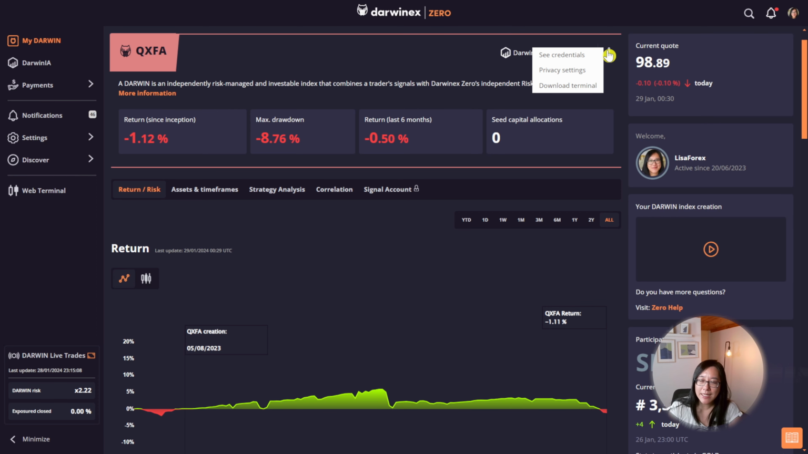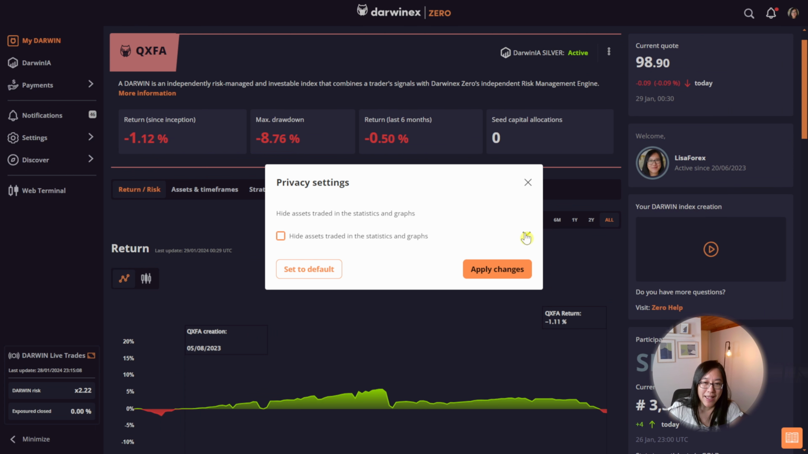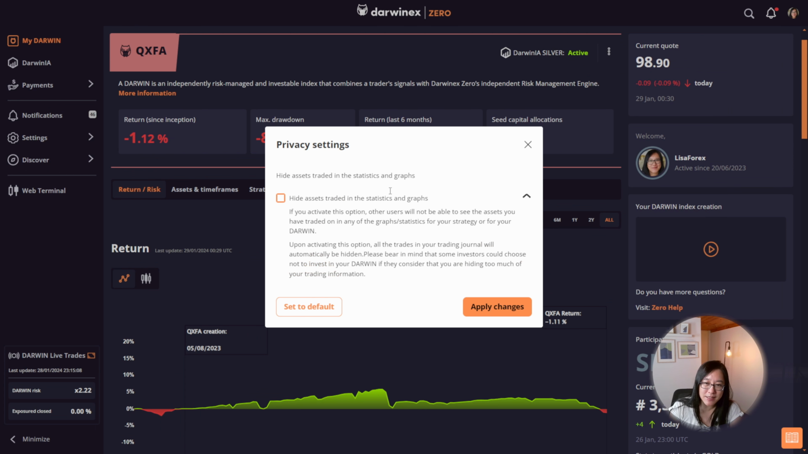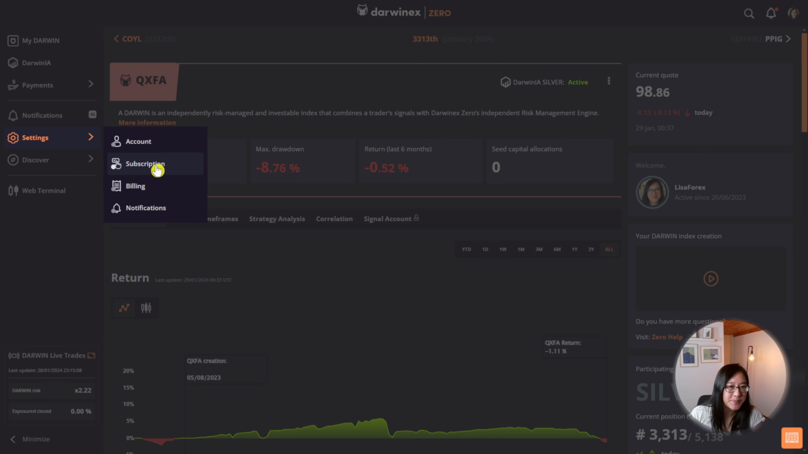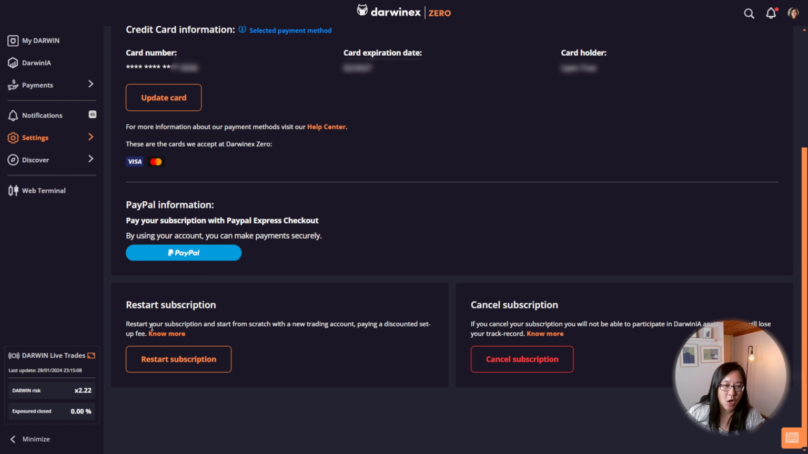So again, if I click this button and go to privacy settings, the only option I have is to hide the assets traded in the statistics graphs. The other option I have is on the left here under settings, subscription. And at the bottom, you can see there's an option to restart your subscription, where you can pay a discounted setup fee to have a brand new 100K account and have a fresh start.